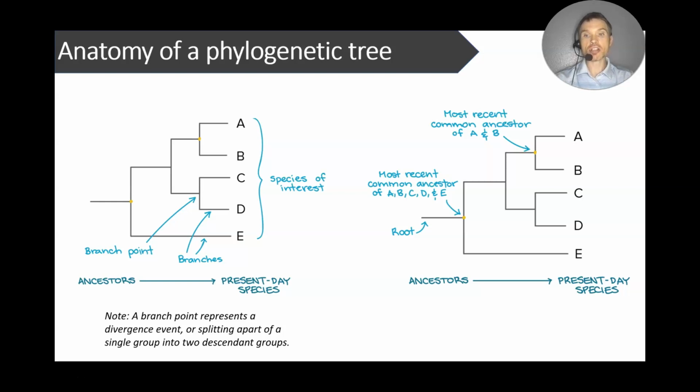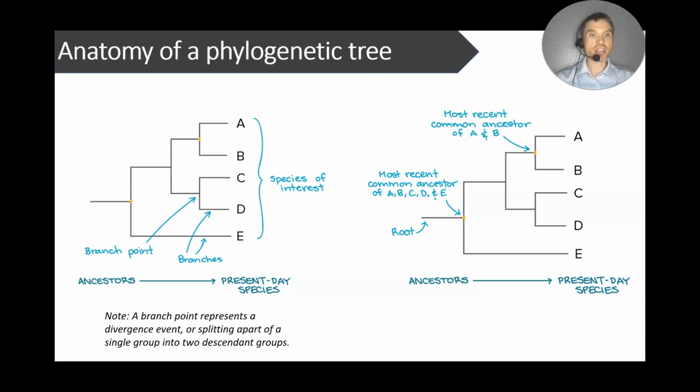As I said earlier, we start with the branches. So the branches represent evolutionary time. Ancestors are always at the root of the tree, and the present day species are at the tips of the branches. As you can see there at the bottom, the branch point represents a divergent event, or a splitting apart of a single group into two descendant groups, or two species. And we'll address the concept of speciation at a later date.